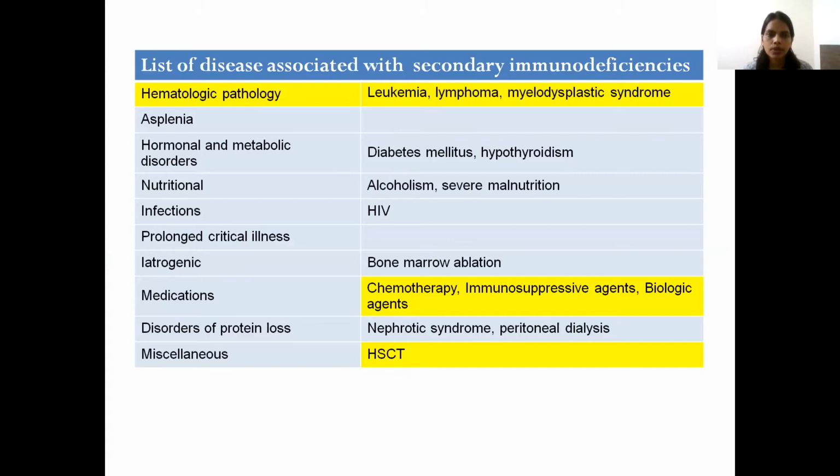And when we take hematological patients, there are three conditions where immunodeficiency can arise. The first one is the pathology itself, that is the malignancy, either leukemia, lymphoma, or myelodysplastic syndrome. The second one is the use of medication, that is the chemotherapeutic agents and the immunosuppressive agents. And the third one is the post-stem cell transplant patient.